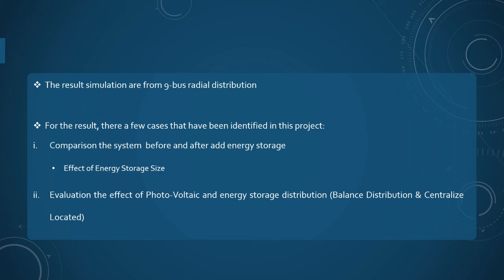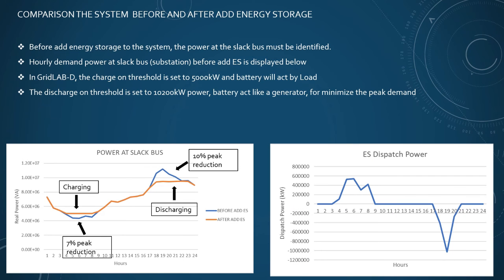For the result, there are a few cases that have been identified in this project. The first is the comparison of the system before and after adding energy storage, with the sub-case being the effect of energy storage size. The second is the evaluation of the effect of PV and energy storage for balanced distribution and centralized located distribution. Before adding energy storage to the system, the power at the slack bus must be identified, and the hourly demand power at the slack bus before adding the energy storage is displayed below.